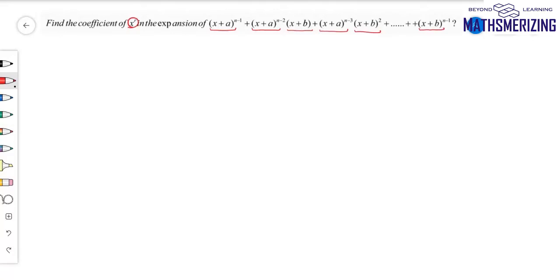So the power of (x+a) starts from n-1 and goes all the way down to (x+a)^0. So in this expansion, there are n terms. In fact, it's a geometric progression whose first term is (x+a)^(n-1) and its common ratio is (x+b)/(x+a). So I'll find the sum of this geometric progression.